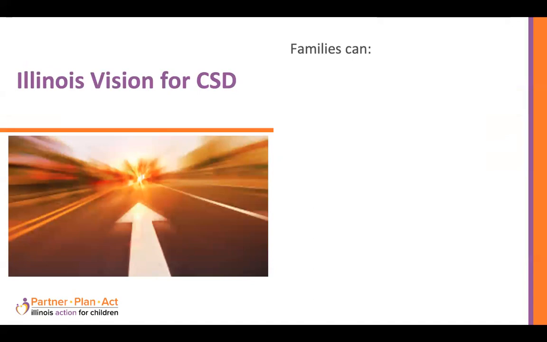The state of Illinois has a vision for community systems development. They want Illinois to be a place where families can go anywhere to get access. There is no wrong door. When we say no wrong door, we mean service organizations can provide families with links to appropriate services regardless of where families enter the system of care.